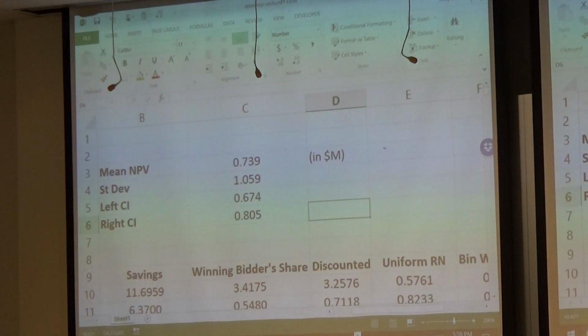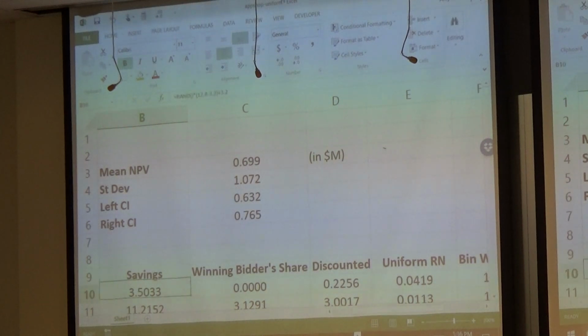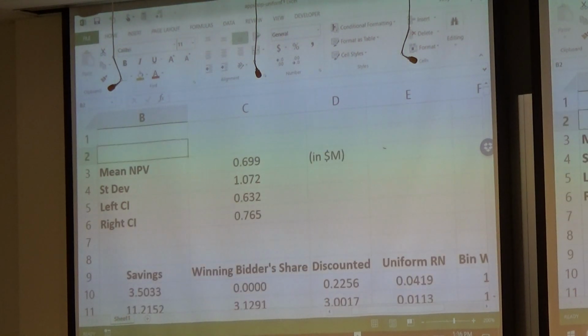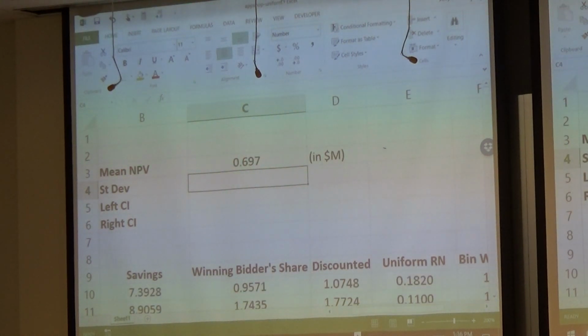Observation number 1. Every time you press F9, you're getting a new sample of random variables. So you're getting a new sample from rand, which means you're getting new savings. Right? So that means that your mean NPV is fluctuating. Let's ignore those for a second.